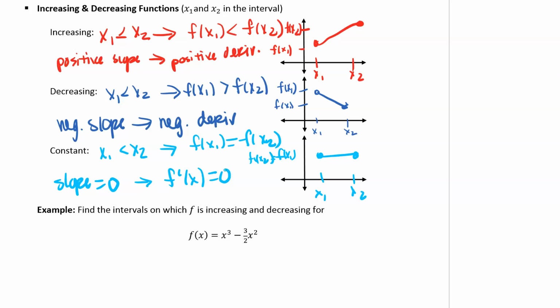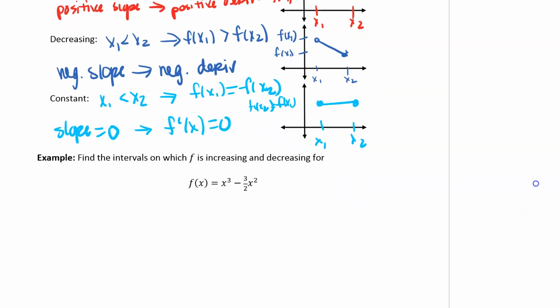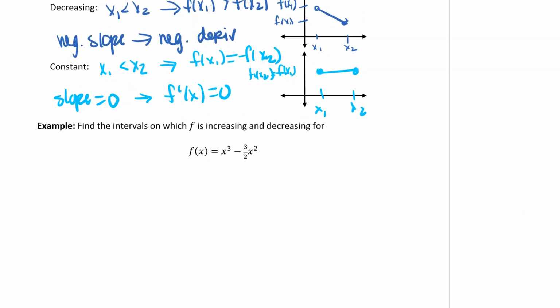And so this first example says, find the intervals on which f is increasing and decreasing. I don't want to be looking at a graph and have to zoom in and go, okay, where did it start? Where did it end? I want very defined points and I want to find out what's going on. And so we're going to take the calculus approach and look at derivatives as we go.